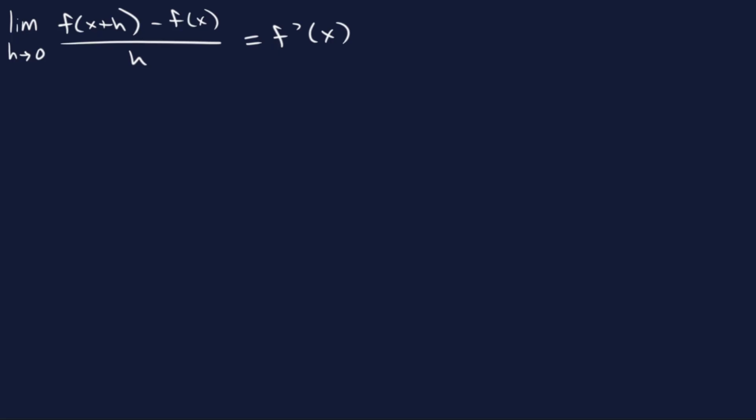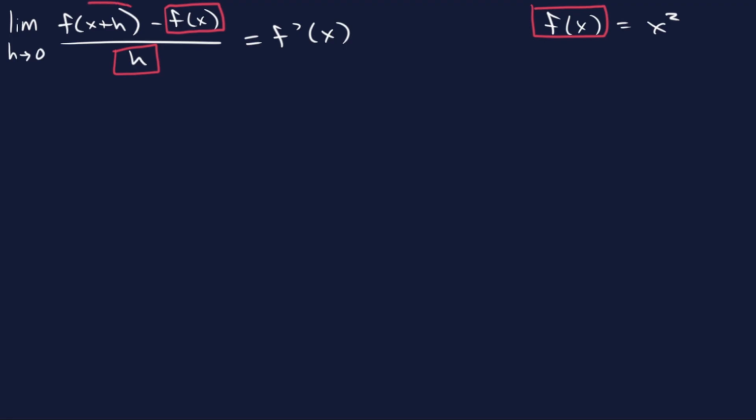So the first example we might see is: given that f of x equals x squared, find f prime of x using the limit definition. So let's try that. If we take a look at our limit definition, we already have f of x. That is given to us right here. H is just a variable by itself.